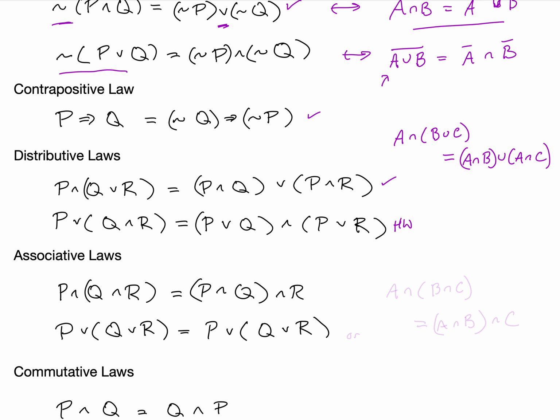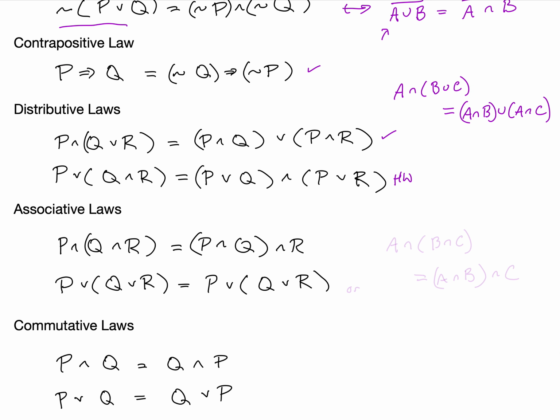Next we've got the associative laws. So these ones are a little more obvious, I would say: (P and Q) and R is the same as P and (Q and R). The way that we associate those together doesn't matter. And similarly, (A intersected with B) intersected with C is the same thing as A intersected with (B intersected with C). And same deal for ORs or for unions. And lastly, the commutative laws. Again, these are pretty obvious, I think: P and Q is the same thing as Q and P, and P or Q is the same as Q or P.